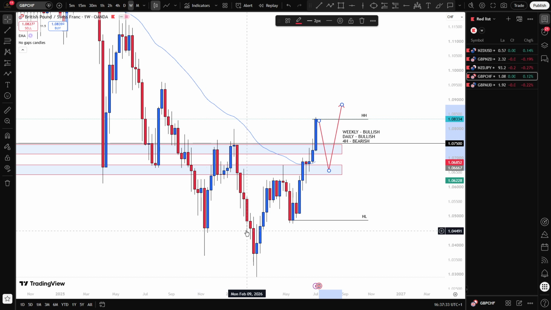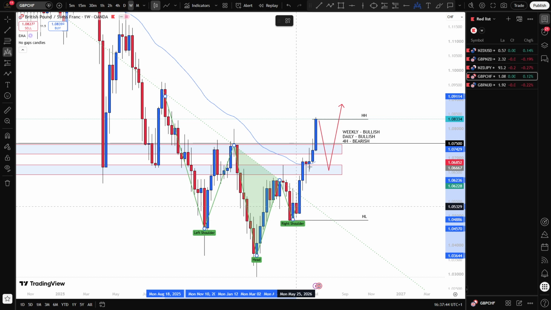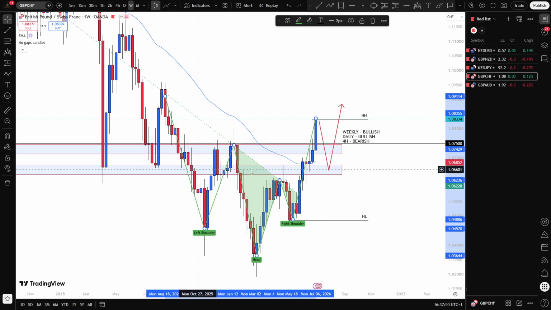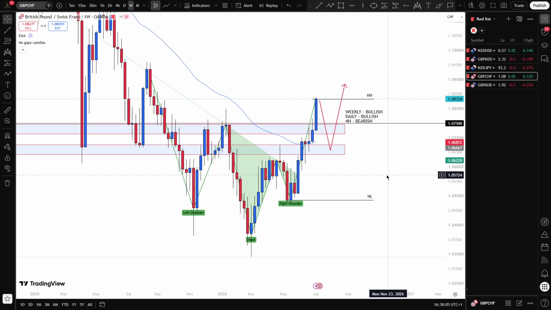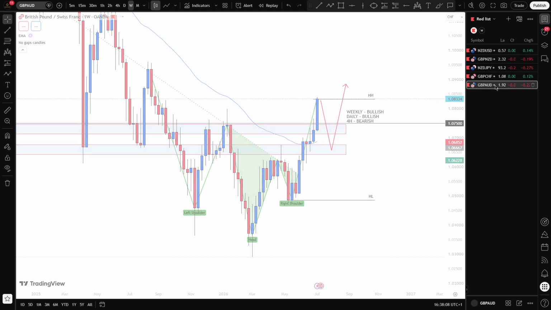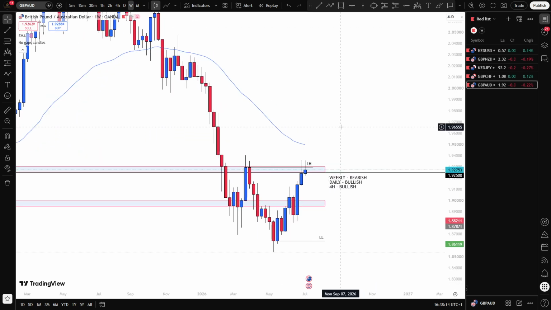And if you can see clearly, we have an inverted head and shoulders here. This is the left shoulder, this is the head, this is the right shoulder. You can see that we've broken the neckline of the inverted head and shoulders. So coming back to retest the neckline, you can use this as the neckline, provided we have a clear rejection before we use it as support to the upside. So hope you understand.